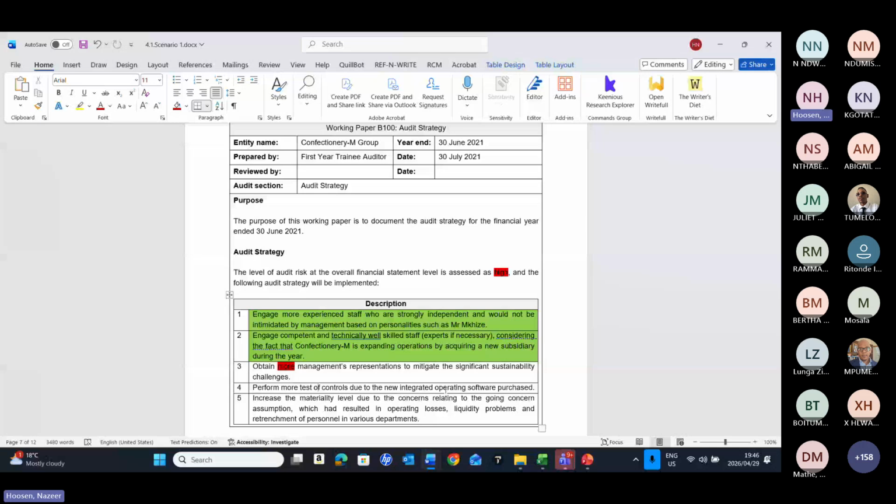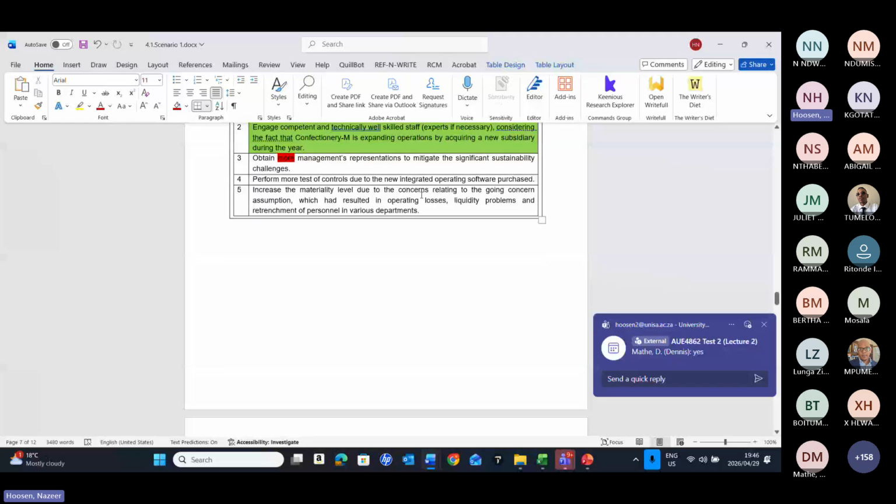Number 5, increase the materiality. I see more substantive and I'm liking that. Remember, we have a new system. Okay, fine. Number 5, increase the materiality level, due to the concerns relating to the going concern assumption, which had resulted in operating losses, liquidity problems, and the retrenchment of personnel in various departments. Does everybody agree with that?